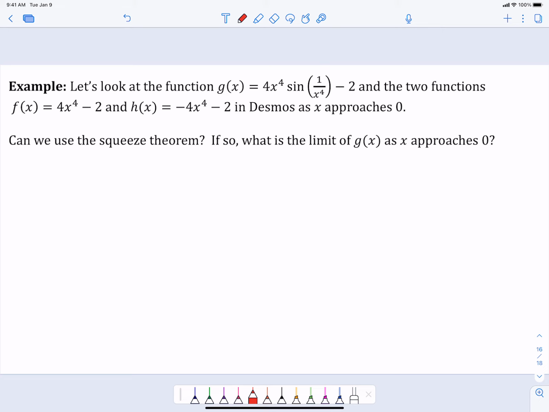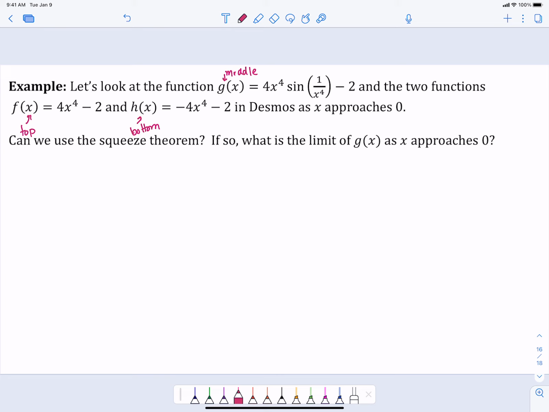And then we have two functions that we're going to take a look at. So f of x is going to be 4x to the fourth minus 2. h of x is going to be negative 4x to the fourth minus 2. I think I labeled these opposite to how I wanted them, but it's okay. It doesn't matter which one you call which, because this is going to be our function on the top, and this is going to be our one on the bottom. What we label them doesn't totally matter. And g is our one that's going to be in the middle. So the question is, can we use the squeeze theorem? And if so, what's our limit?